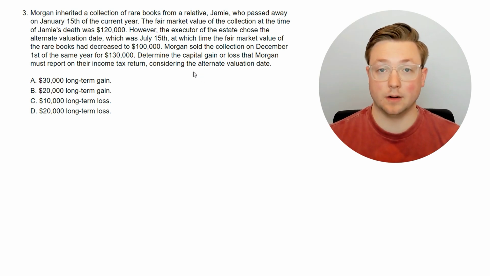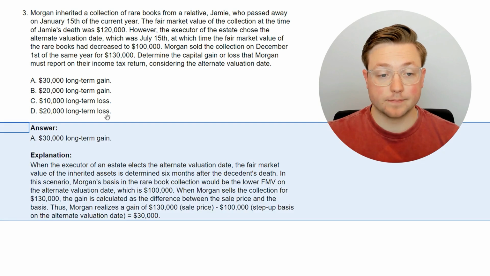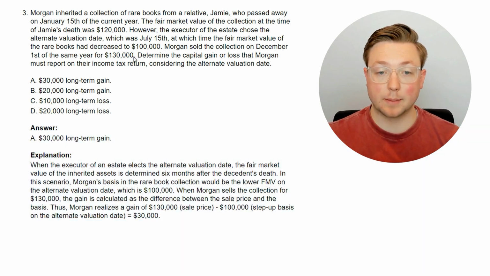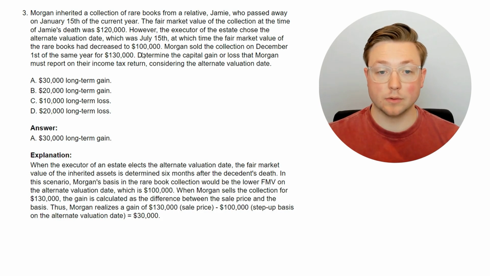All right, so with that knowledge, I bet you could also calculate this one. So pause the video, do it yourself. I guarantee you could get the right answer. And then let's go ahead and look at the answer. Yep, $30,000 long-term capital gain. That makes sense because it's always going to be long-term. And since they're using the $100,000 alternate valuation date fair market value, then it's a $30,000 gain.